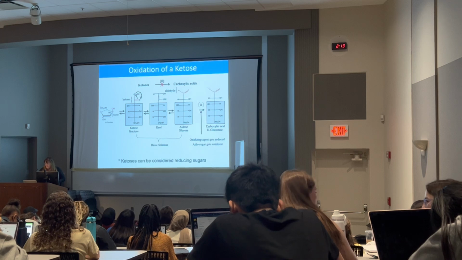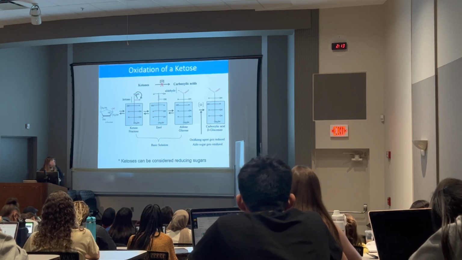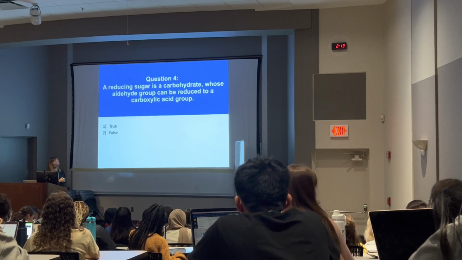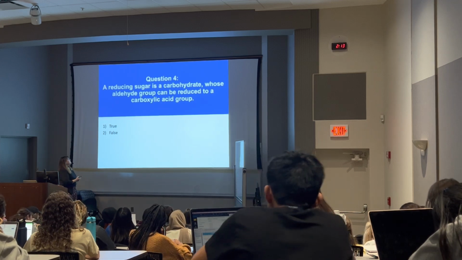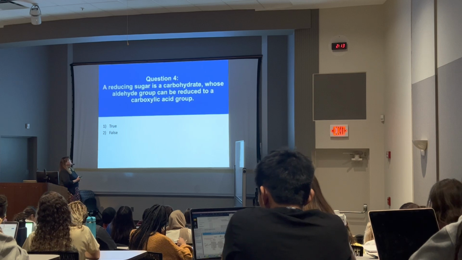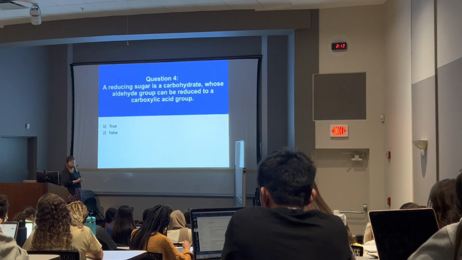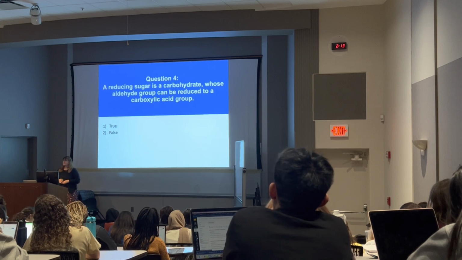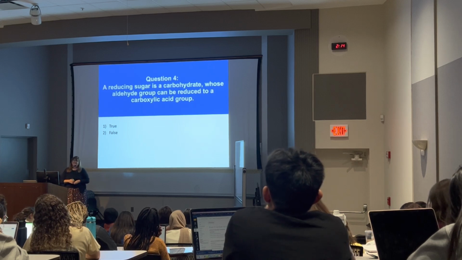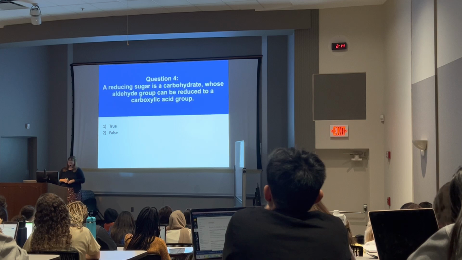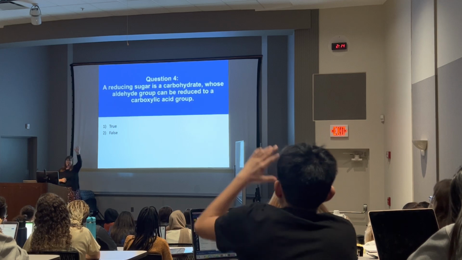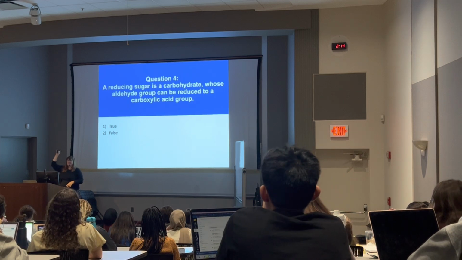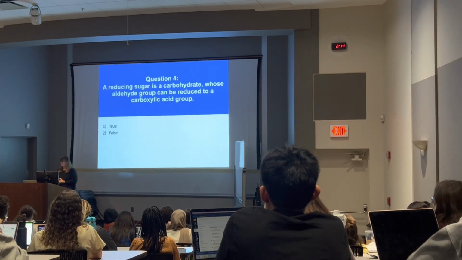Now, why do you care? Oh, well, let's do this first. A reducing sugar is a carbohydrate whose aldehyde group can be reduced to a carboxylic acid. True or false? How many people say false? How many people say true? False, right.